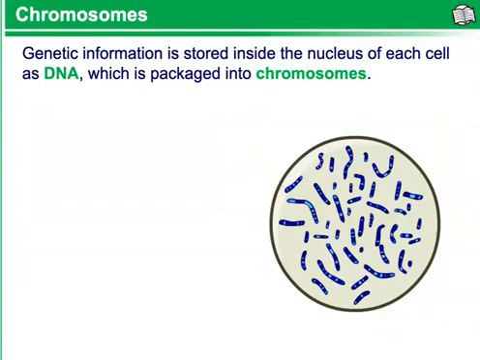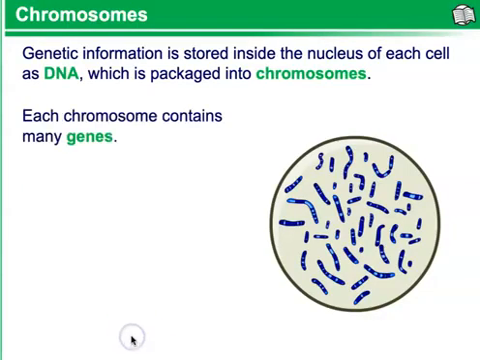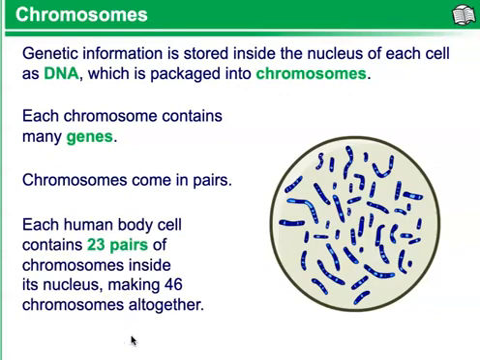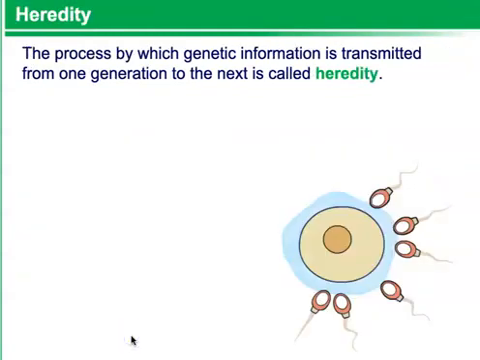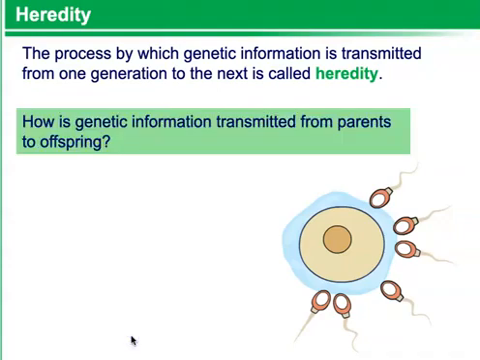Chromosomes. Genetic information is stored inside the nucleus of each cell as DNA, which is packaged into chromosomes. Each chromosome contains many genes. Chromosomes come in pairs. Each human body cell contains 23 pairs of chromosomes inside its nucleus, making a total of 46 chromosomes altogether. The process by which genetic information is transmitted from one generation to the next is called heredity.